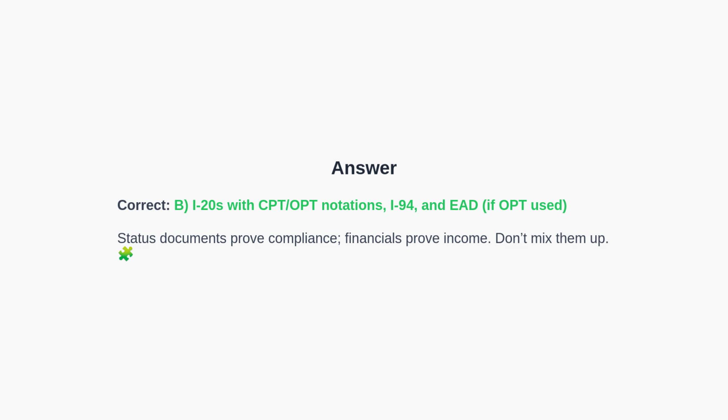The correct answer is B. I-20s with CPT or OPT notations, your I-94, and an EAD if you used OPT are the primary documents that prove lawful status and authorized employment. Financial documents primarily demonstrate income and are not a substitute for status proof.